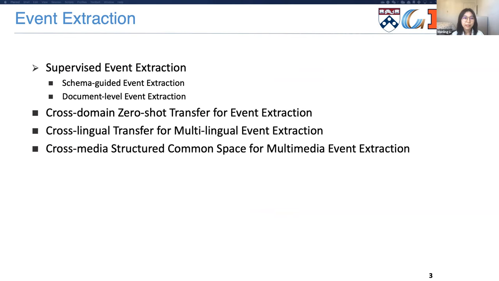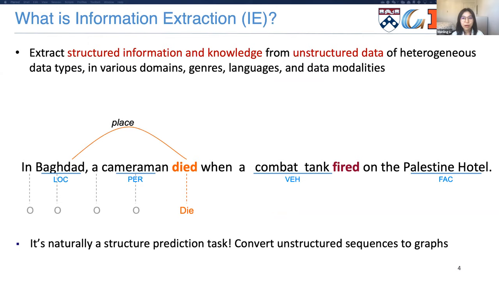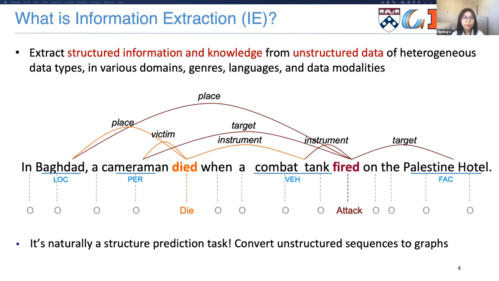So information extraction aims to extract structured knowledge from unstructured data. And each event contains a trigger word and several arguments. For example, here the fire triggers the attack event, and its instrument is this tank, and its target is Palestine Hotel. So it's a structure prediction task. And to extract this kind of structure, the unstructured data can be in any domains, any languages, and any data modalities.